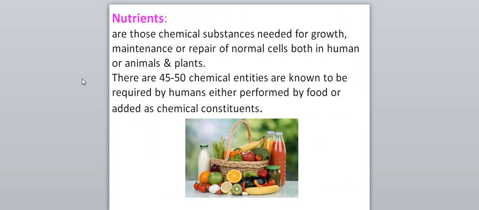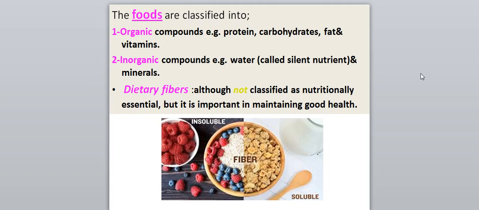Nutrients are those chemical substances needed for growth and maintenance or repair. Maintenance and repair of normal cells, both in humans, animals and plants. So this is the chemical substance used for growth and for maintenance of normal cell function. There are 45 to 50 chemical entities known to be required by humans, either preformed by food or added as a chemical constituent. So we have a lot of nutrients needed by our body.